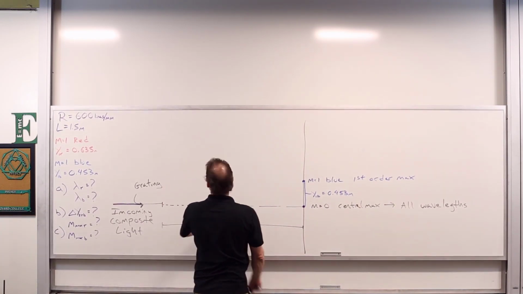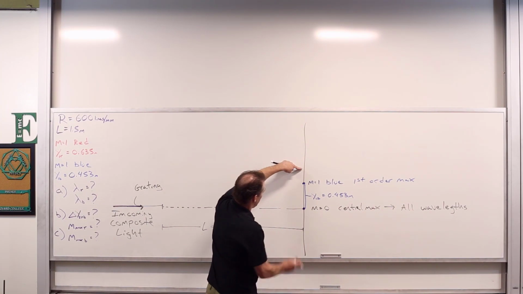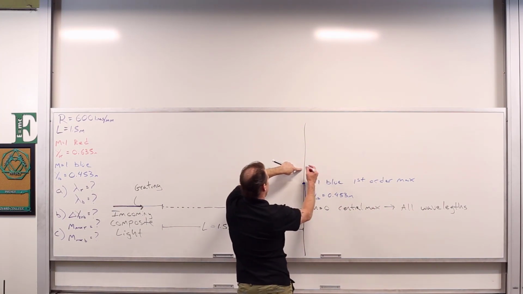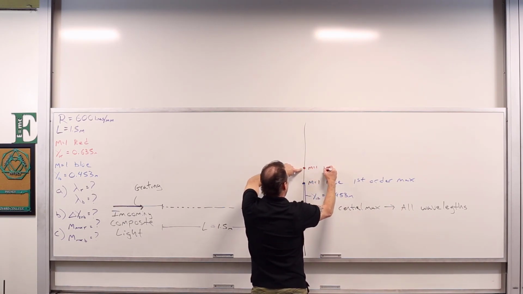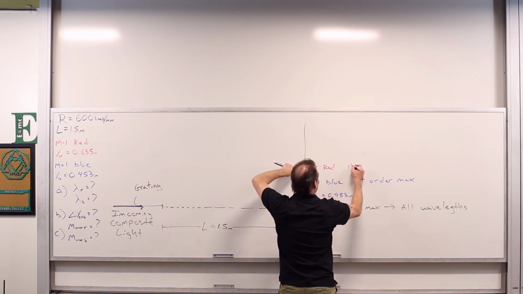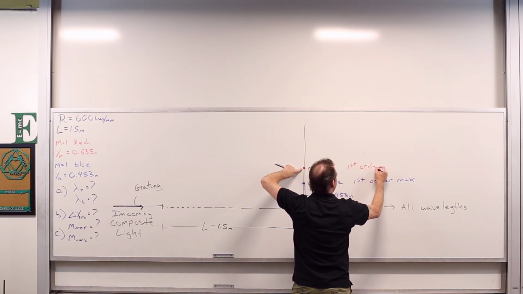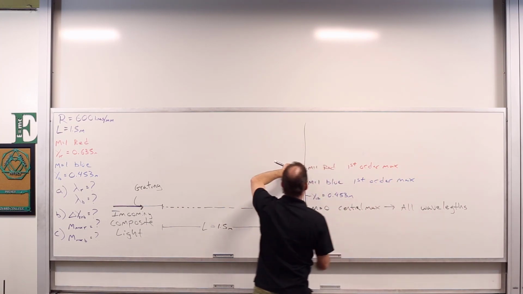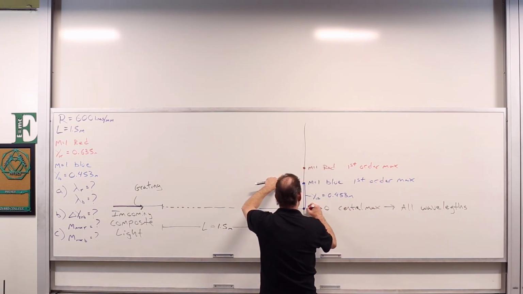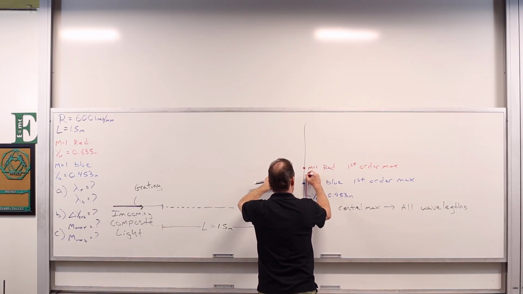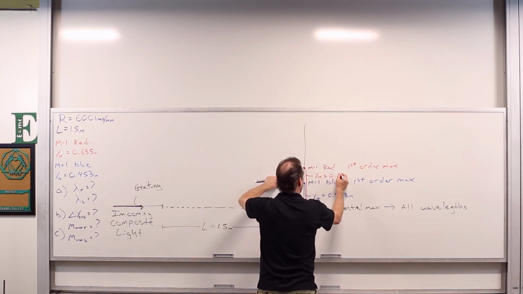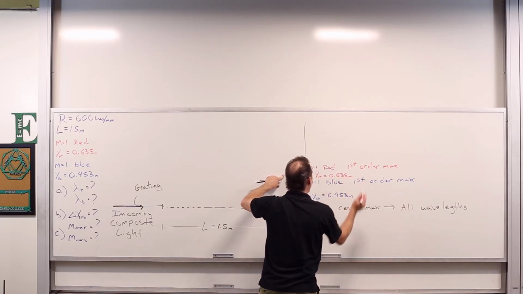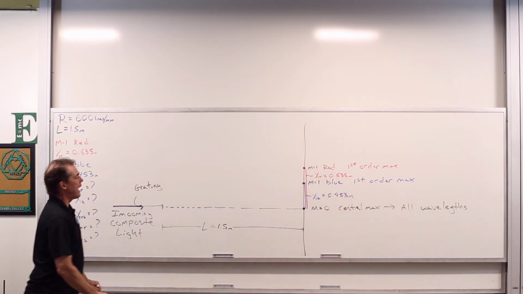All right. So we got that, but we also see some red too. And the red is 0.635 meters relative to the principal axis. So let's just say that that's about like here. So we've got an m equals 1 red. It's the first order max. And it too has its distance away from the central maxima. This is Y1 red, which is equal to 0.635 meters. So this is what we've got going on.